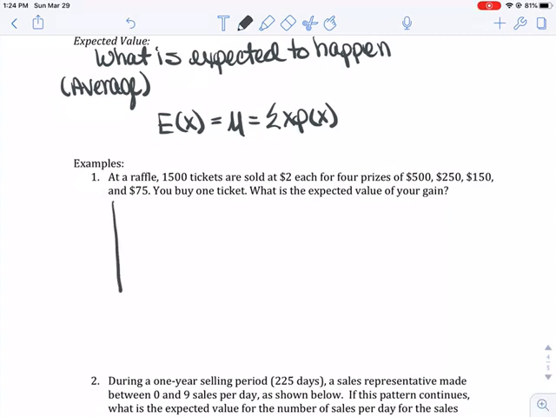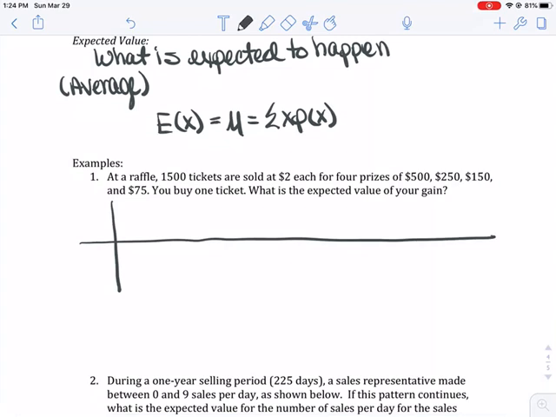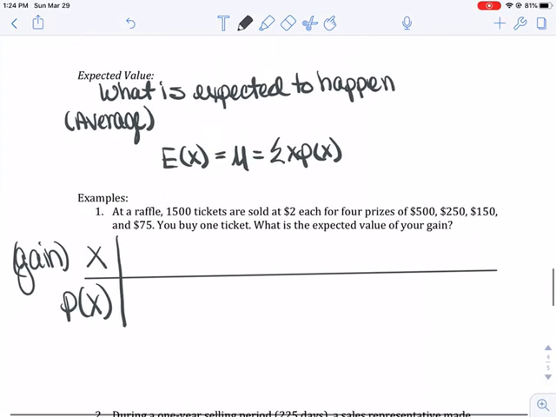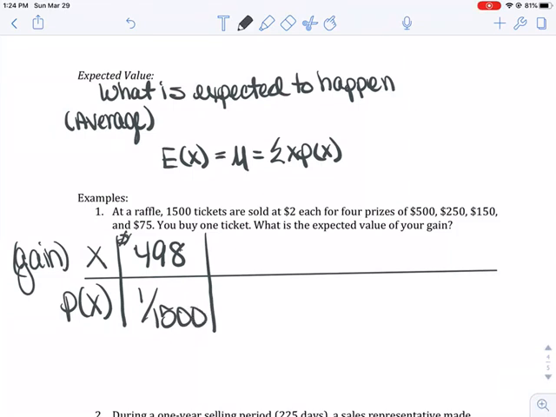So we're going to make our X, P of X chart. I'm going to do mine horizontally. So here, X is how much money we expect to gain, and P of X is the probability of that happening. All right, so with this, we have $500 that we could win, but you paid $2 for the ticket, so you're only going to be expected to win $498. There's only one winning ticket, so that's 1 out of 1,500.